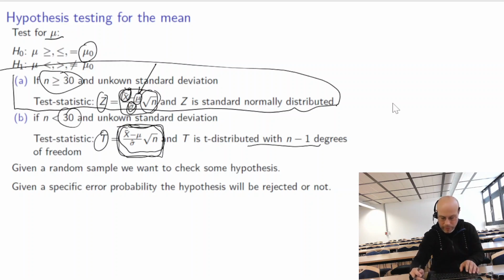And then we have to go into the table and look up the number corresponding to n minus 1 degrees of freedom. In our case, n minus 1 is 9 minus 1 equals 8.